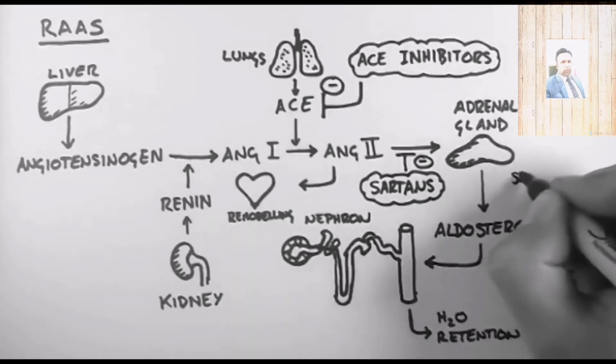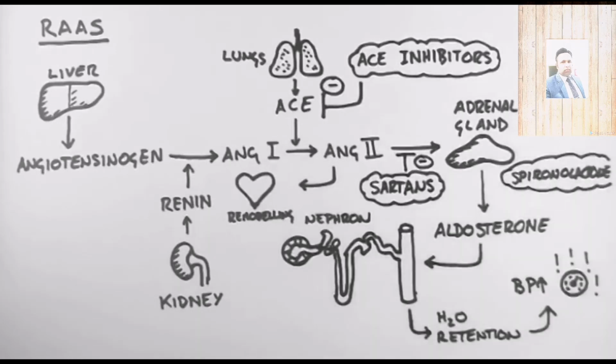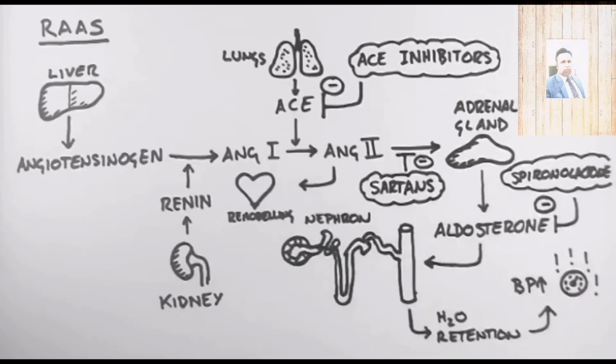And then a third set of drugs block the action of aldosterone. And the most important of these is spironolactone.